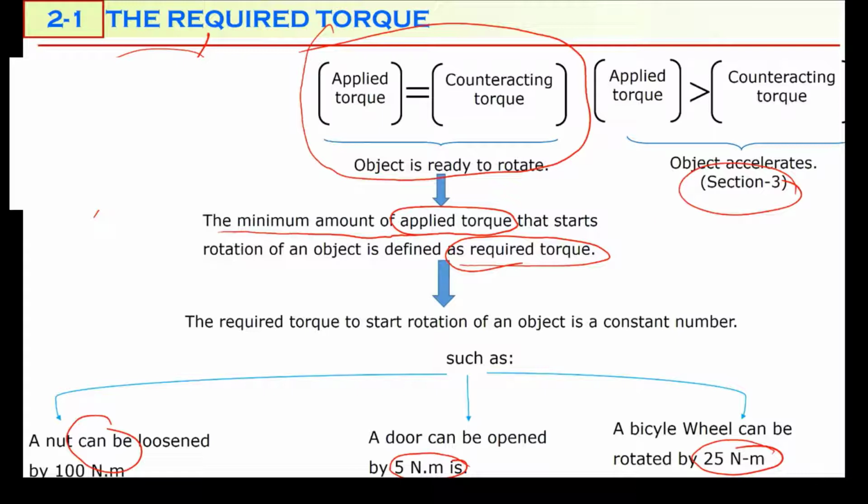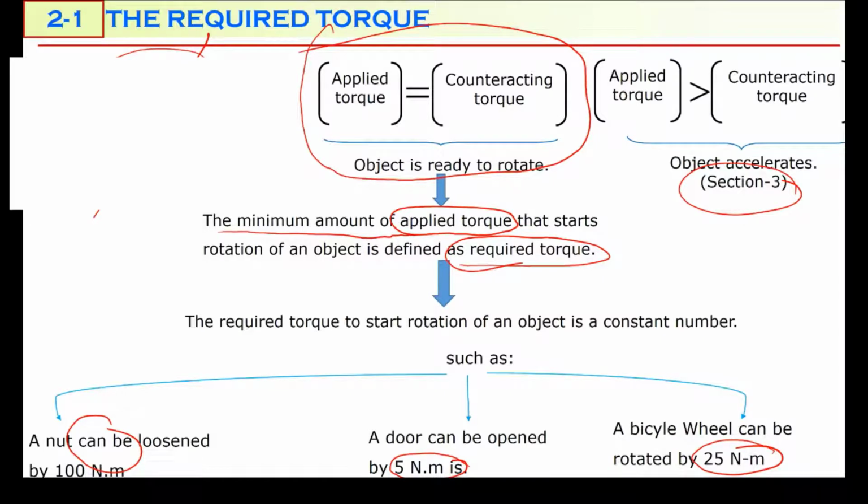They can be equal, but the counteracting torque, which the friction force can produce, has a maximum amount, so it cannot be greater than that value. When you produce more than that value, the object starts rotating, and that value is called the required torque. So when the applied torque is equal to the counteracting torque, the object doesn't rotate, but it's ready to rotate. A little greater than that, and it will start rotating, and even accelerating. Yes. Thank you so much, teacher.